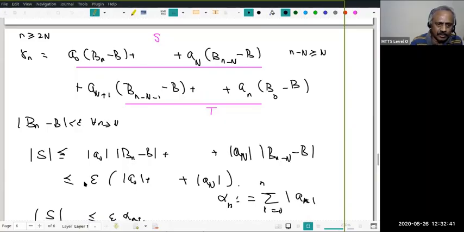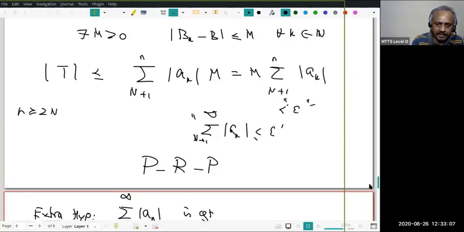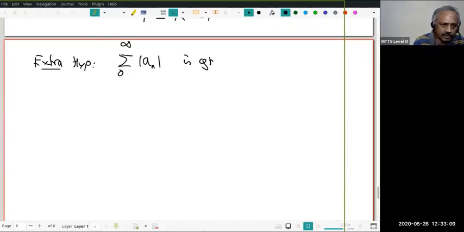Therefore, what do I have? It is going to be mod bn, times, let's look at this, the mod s estimate, less than or equal to epsilon into alpha n. You understand? Therefore, what do I want? I want this to be actually epsilon by 2. Therefore, what should I make sure? Choose capital N1 so that mod Bn minus B is less than epsilon by 2 into alpha capital N. Is that clear? Okay. So, let epsilon be given.